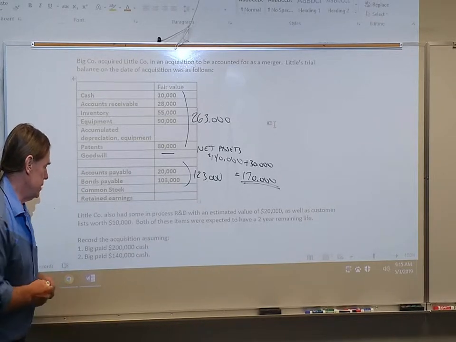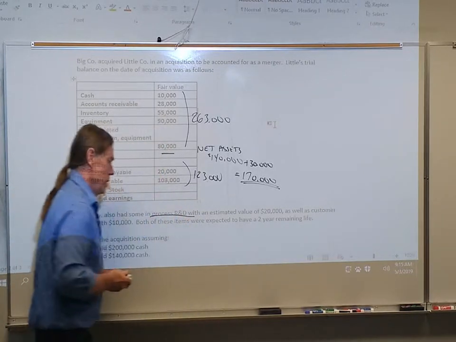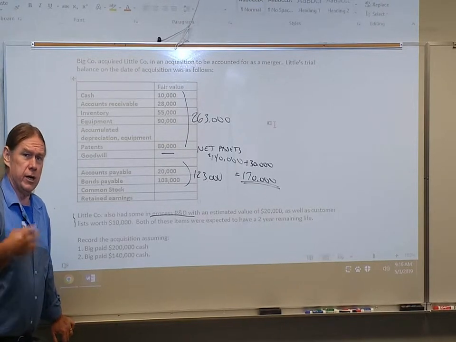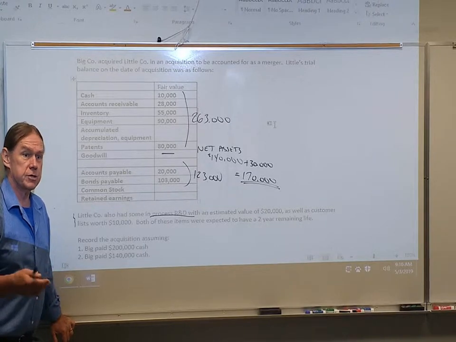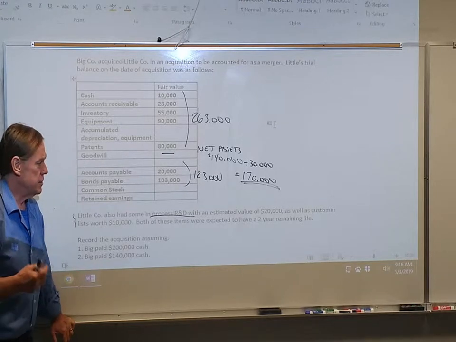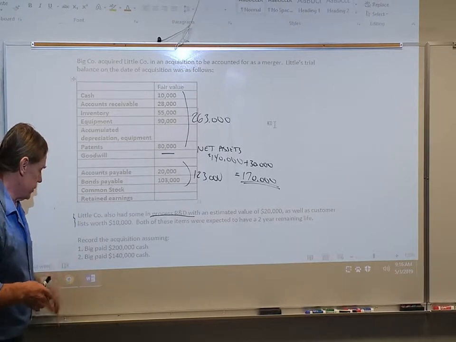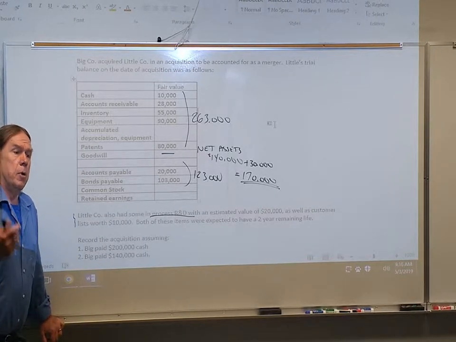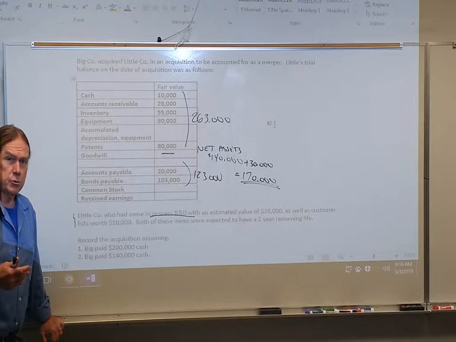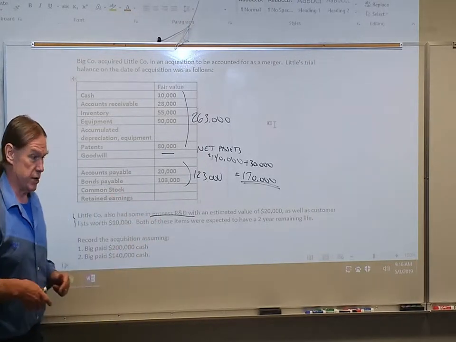Now, one more thing about these intangible assets. Normally, when we have R&D costs, we expense them as incurred. If we acquire another company that has R&D projects in process, we go ahead and recognize the value of those as an asset. The idea is that when we decided on the purchase price of either $200,000 or $140,000, part of our mental calculation in terms of how much Little is worth is based on this in-process R&D. That is something that we bought as part of this transaction.